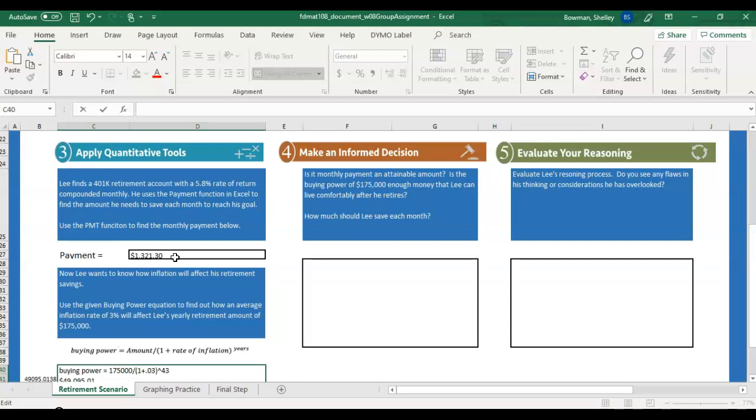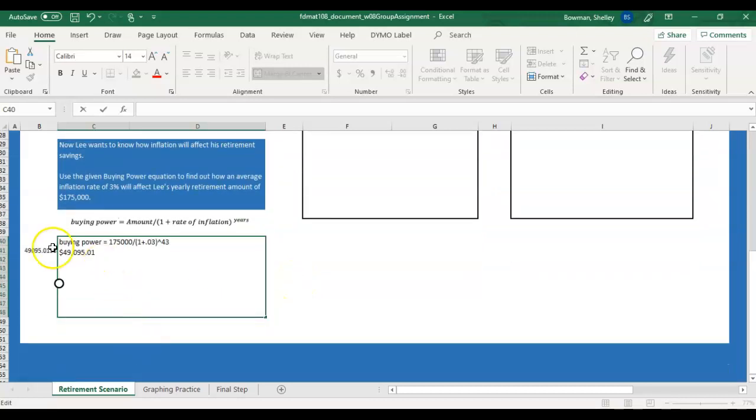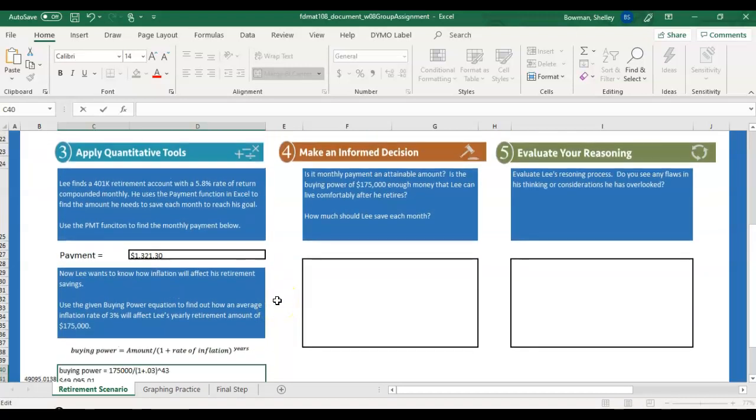Is the buying power of $175,000 enough money that Lee can live comfortably after he retires? So down here with his $49,000, we're going to probably assume that when he retires, his house is paid off and everything else is, his kids are grown and so forth. So yeah, he could probably do pretty well. And how much should Lee save each month? So again, we'll go back over here that he should save about $1,300, but again, that could be kind of flexible with his current finances and responsibilities. But if he can make that, that would be great.